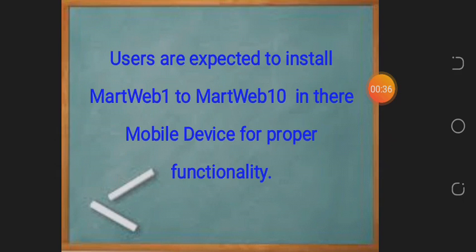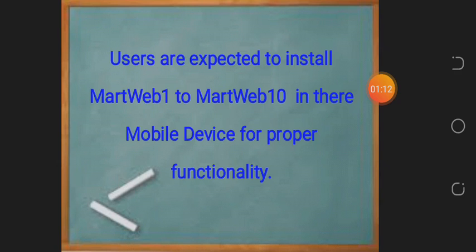Now, in this current video, what was on the screen is that users are expected to install MartWeb 1 to 10 on their mobile device for proper functionality. I said this earlier in the previous video as well. MartWeb 1 to 10 are called MartWeb tabs, and generally, altogether, they are all called MartWeb, and you can install them independently.